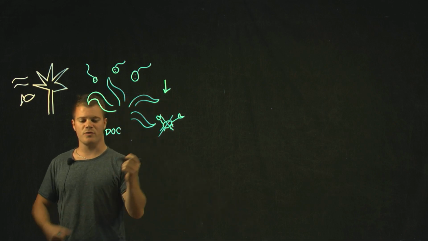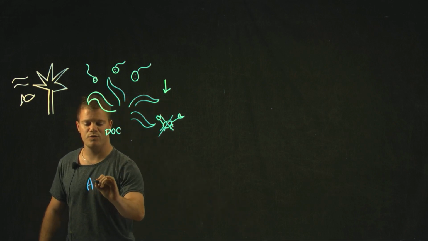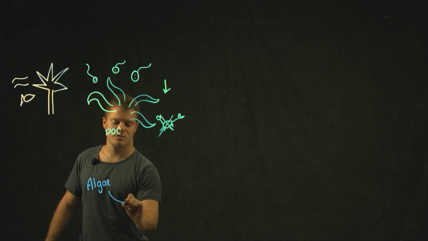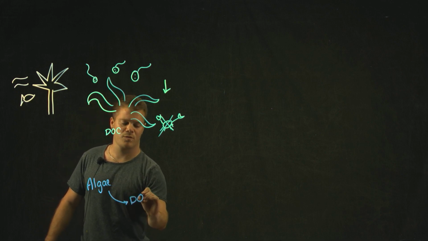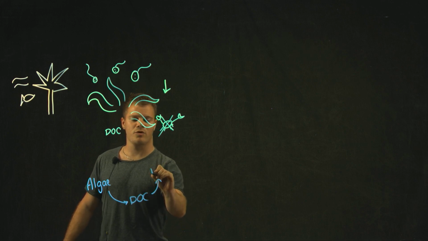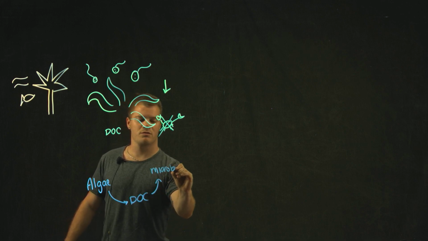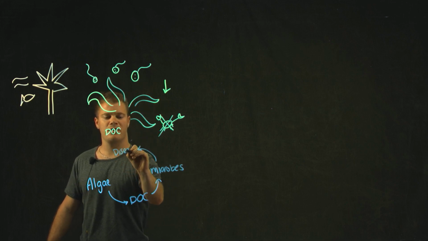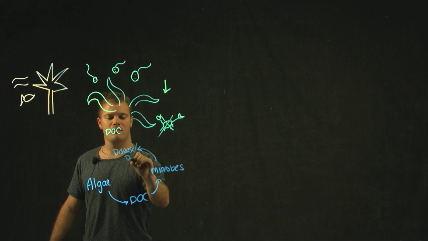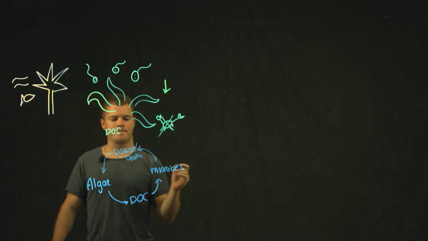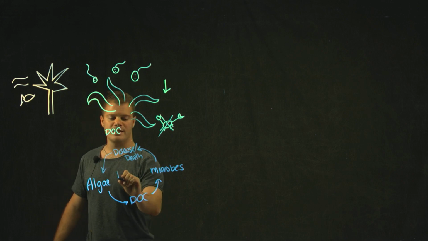And this feedback loop is really driven by this increased production or growth of algae, which fuels the production of dissolved organic carbon, which fuels the growth of microbes, which causes coral disease and death, which leaves more space for algae. So we call this feedback loop the DDAM feedback loop.